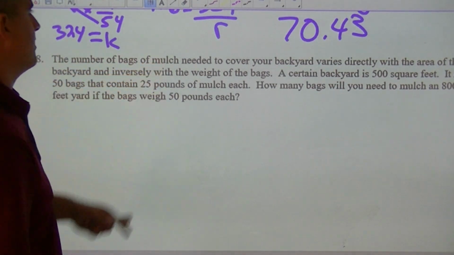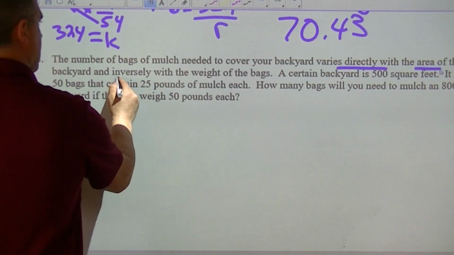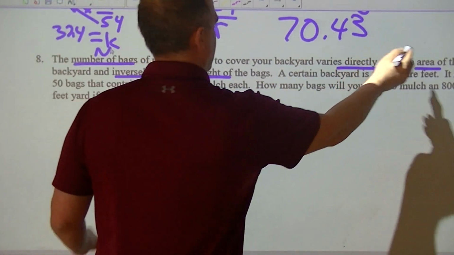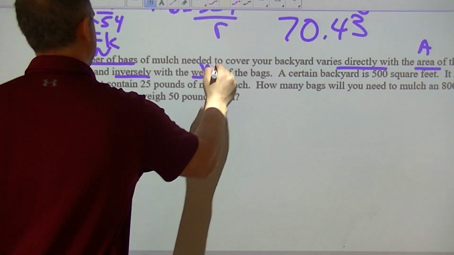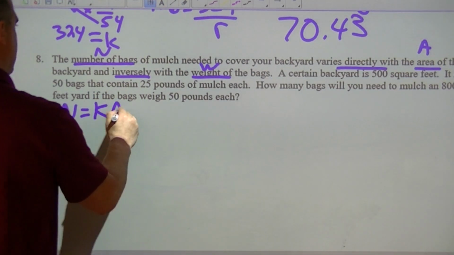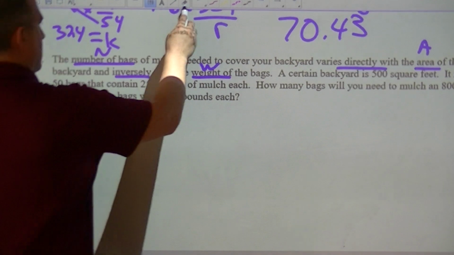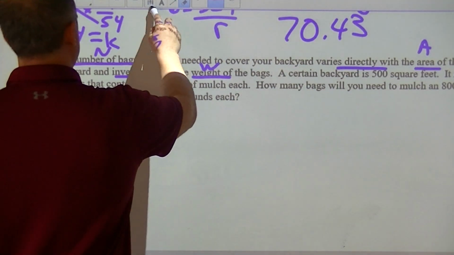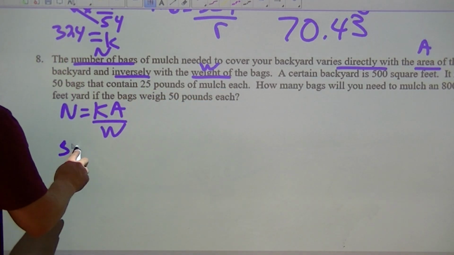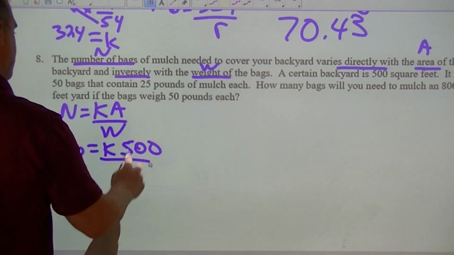Number of bags varies directly with area, inversely with weight. Okay, so N, A, and W. So N equals K, directly with area, inversely with weight. Okay, 500 square feet requires 50 bags, so 50 for N, 500 for area, and the weight is 25.